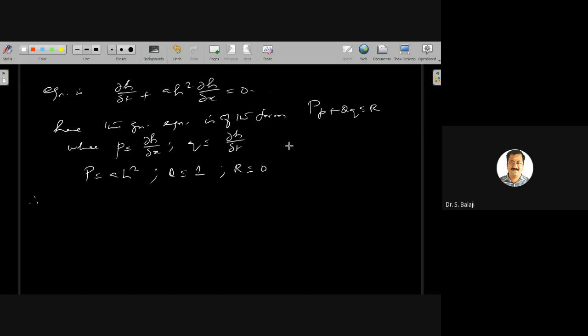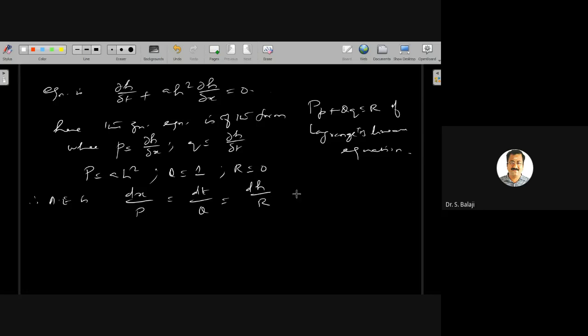These are of the form Pp + Qq = R, the form of Lagrange's linear equation. For the auxiliary equation, our subsidiary equation is dx by P. Instead of dy, here you have to use dt by Q, and instead of dz, here dh by R.